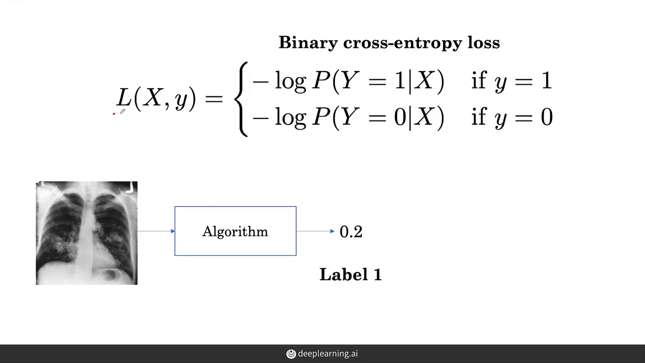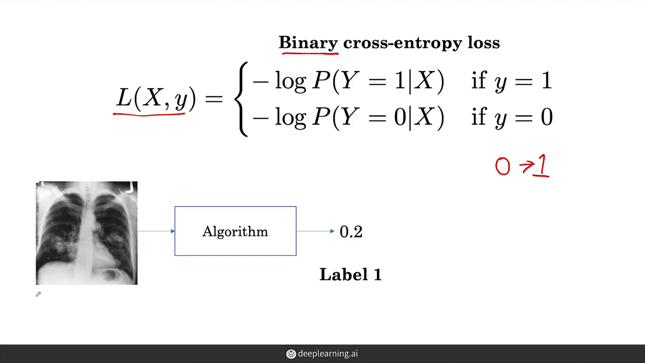This loss over here is called the binary cross-entropy loss, and this measures the performance of a classification model whose output is between 0 and 1. Let's look at an example to see how this loss function evaluates.